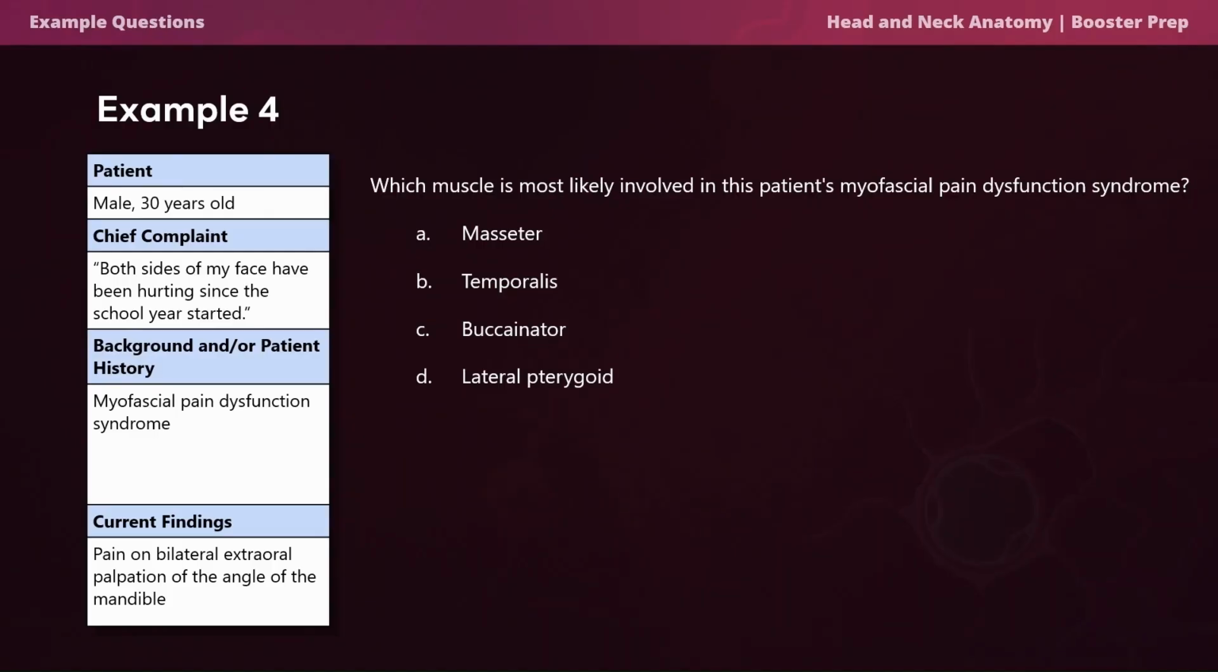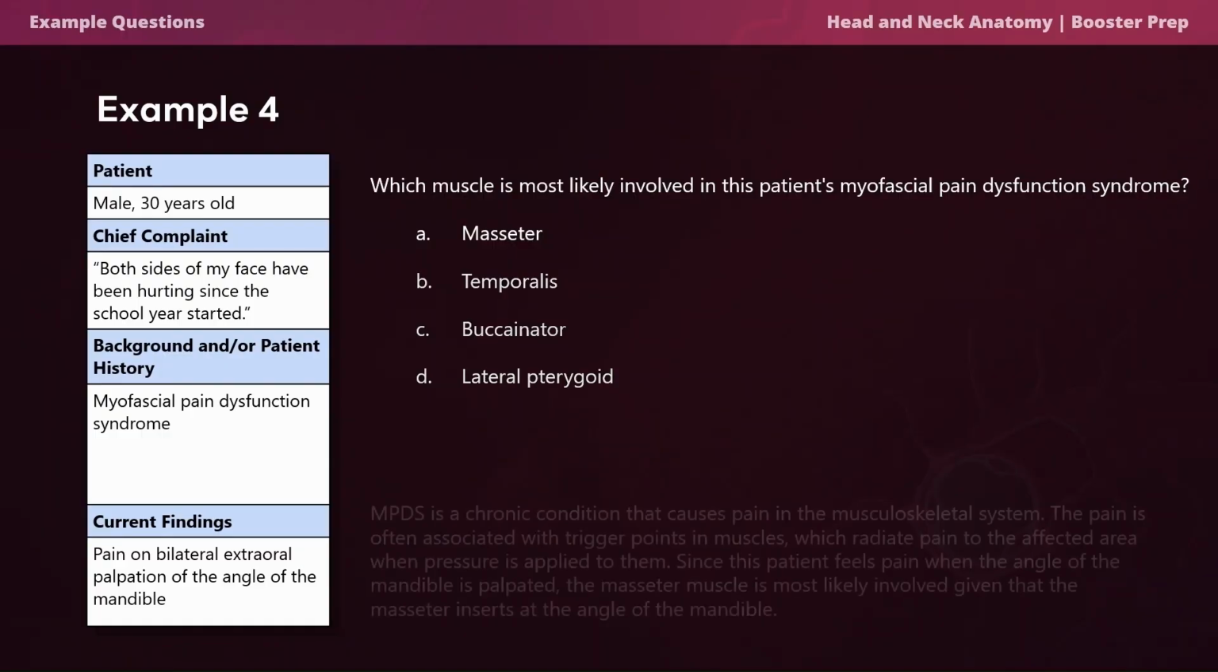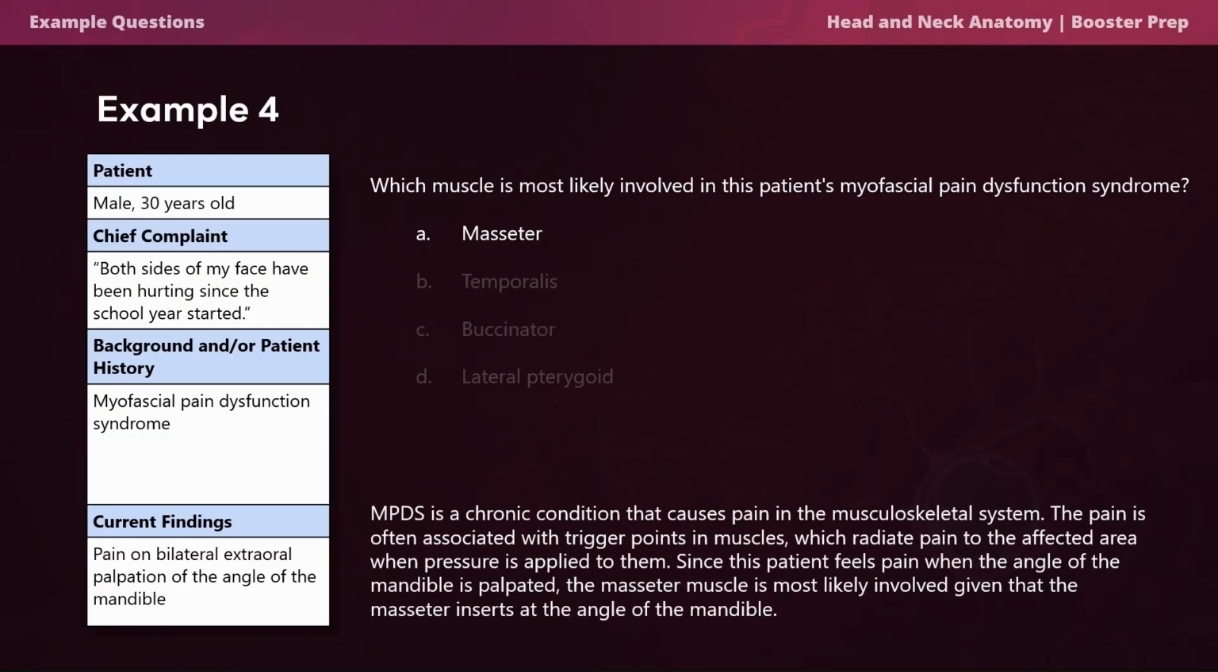Now I highly recommend pausing this for a second, taking in what I just said to you, and considering all of the answer choices, but the correct answer is A, the masseter. So myofascial pain dysfunction syndrome is a chronic condition that causes pain in the musculoskeletal system. The pain is often associated with trigger points in muscles which radiate pain to the affected area when pressure is applied to them. Since this patient feels pain when the angle of the mandible is palpated, the masseter muscle is most likely involved, given that the masseter inserts at the angle of the mandible.